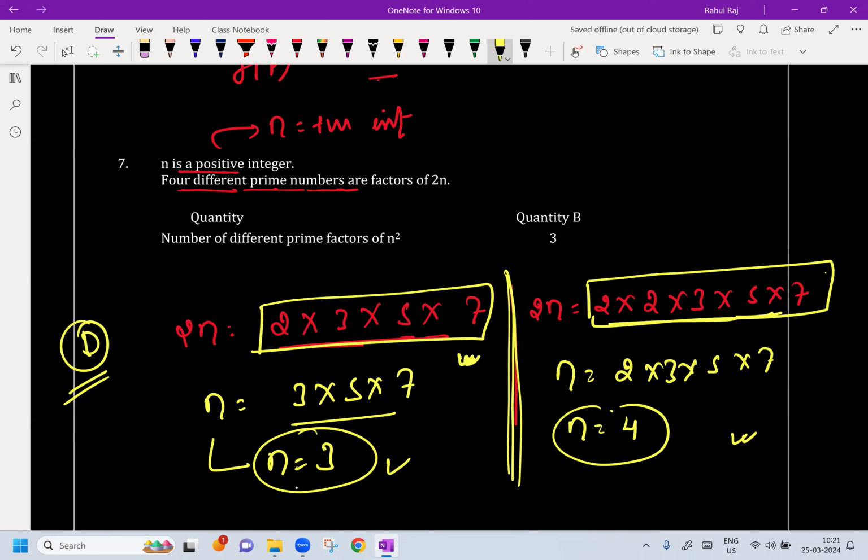It doesn't say anything about repeating numbers, though. It says four different prime numbers. So just to play around, when you take 2 into 3 into 5 into 7, you get n as 3, 5, 7, so n is 3 factors. When you take 2 cross 2 cross 3 cross 5 cross 7, you get n as 4 factors. So n can still have 3 factors, n can still have 4 factors.